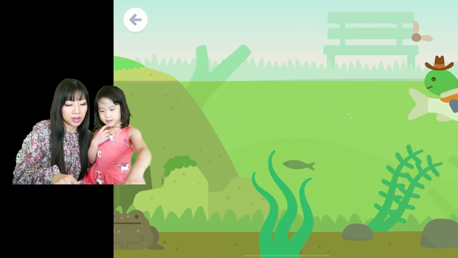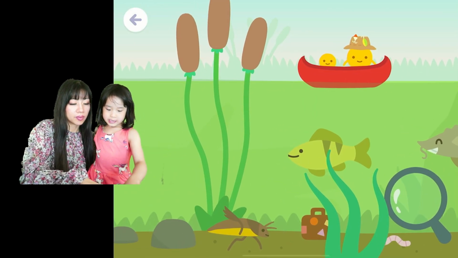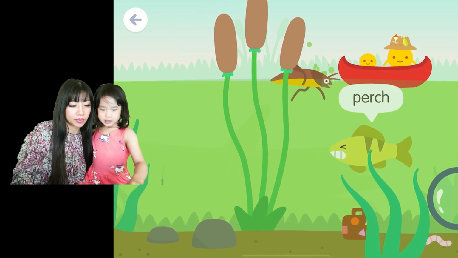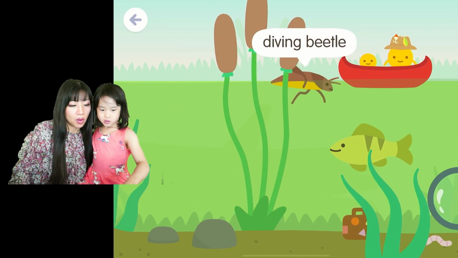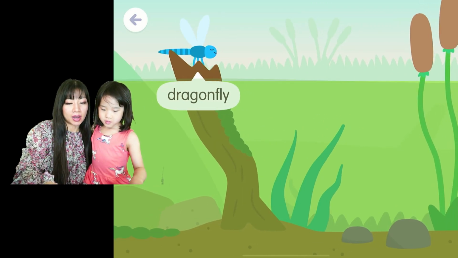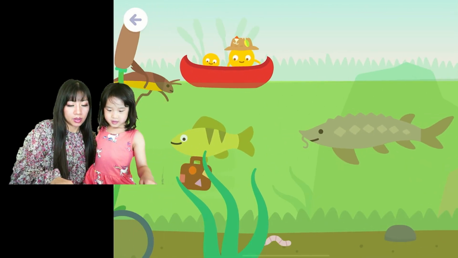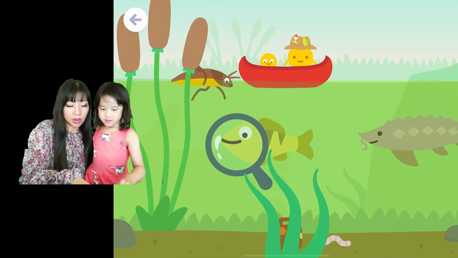Okay, let's just look at the other animals. I want to see. So this is a sturgeon. Look. Sturgeon. That's a perch. What is that? Diving beetle. Oh, it's a diving beetle. The beetle can swim. Dragonfly. Look. Let's go look at the perch. Wow. Now look.